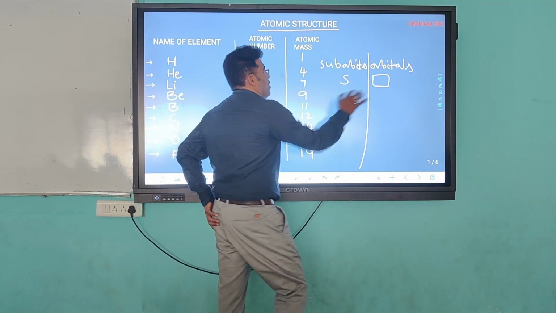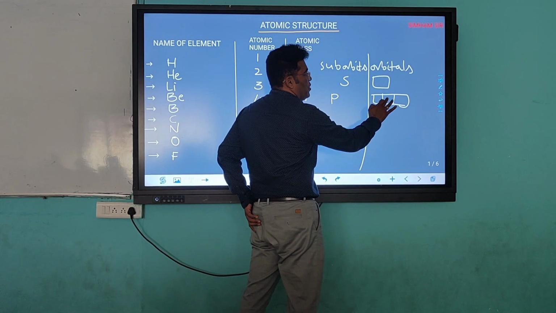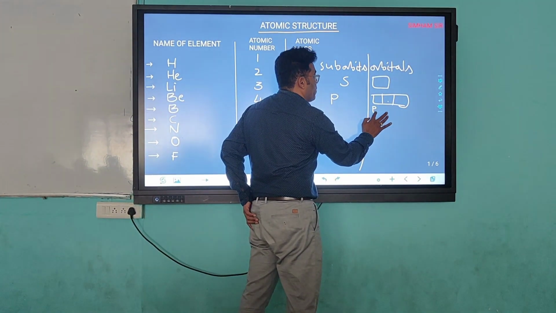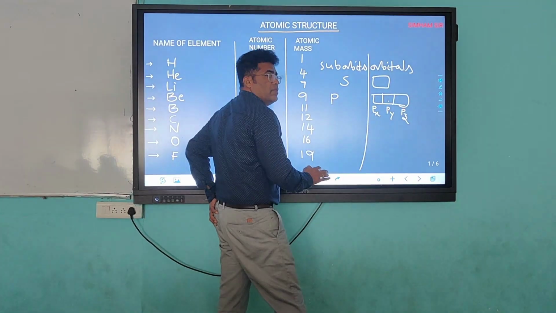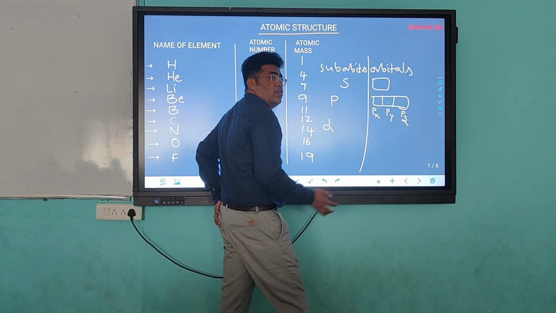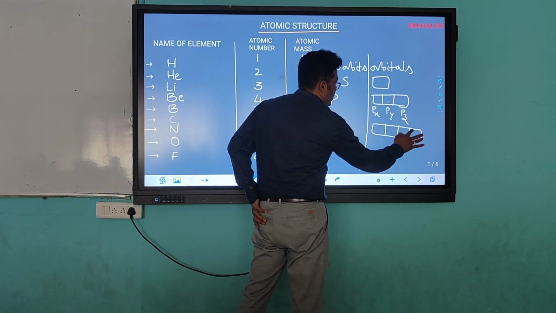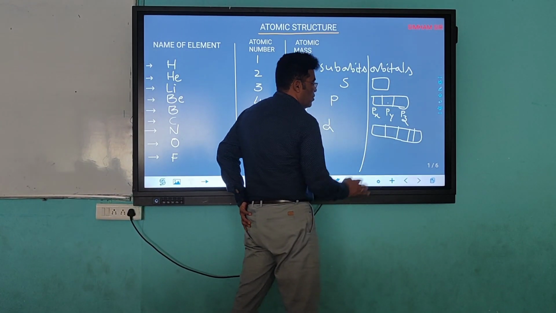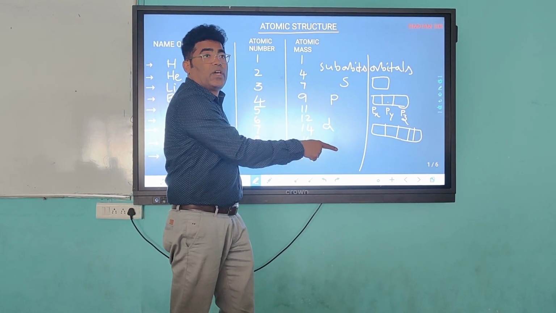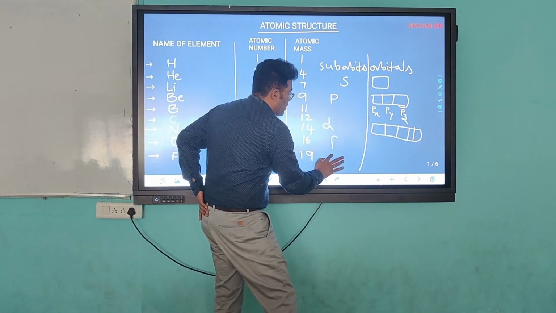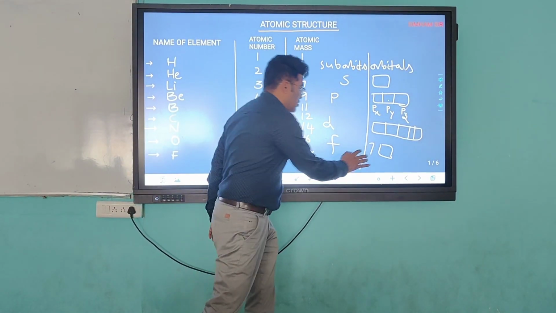S contains one orbital. P contains three orbitals: this is Px, this is Py, and this is Pz. D contains 5 orbitals: dxy, dyz, dzx, dx square y square, dz square. F contains 7 orbitals.